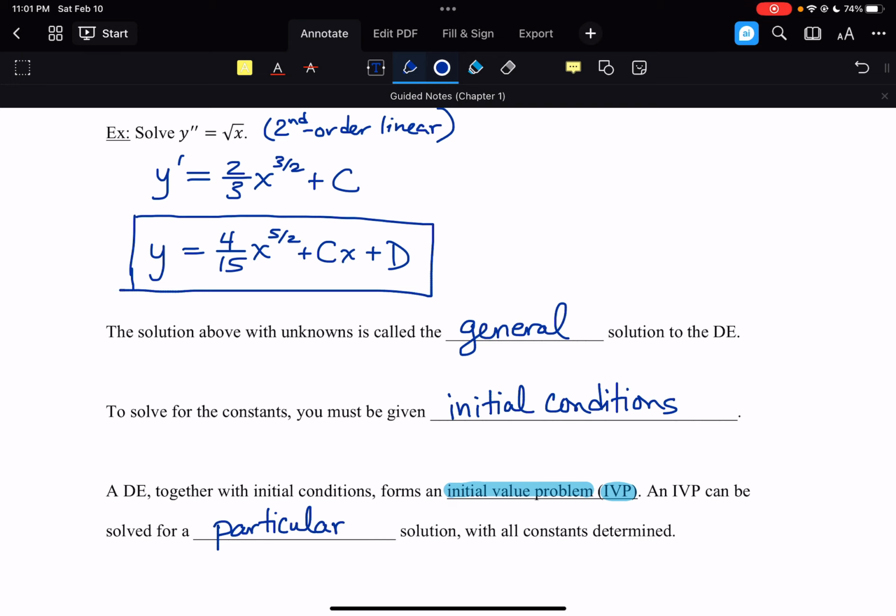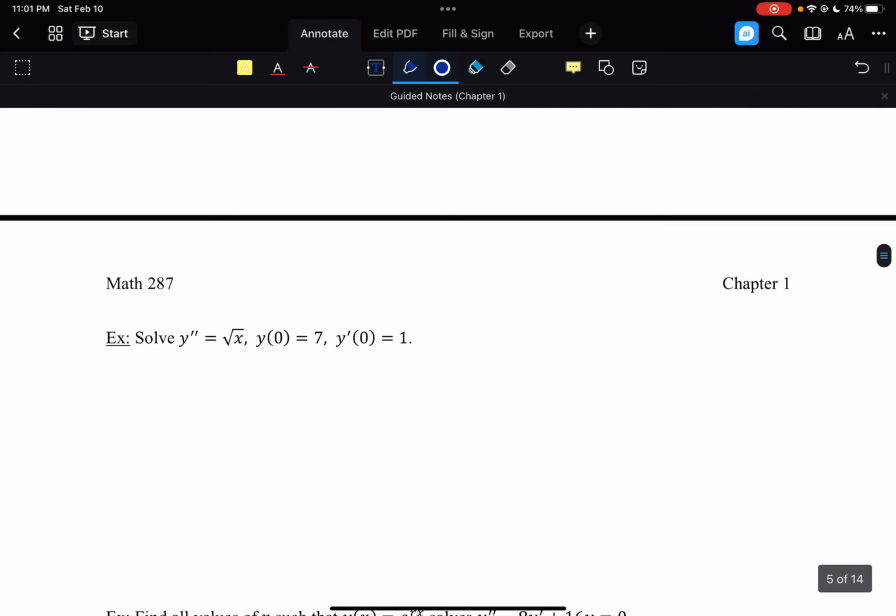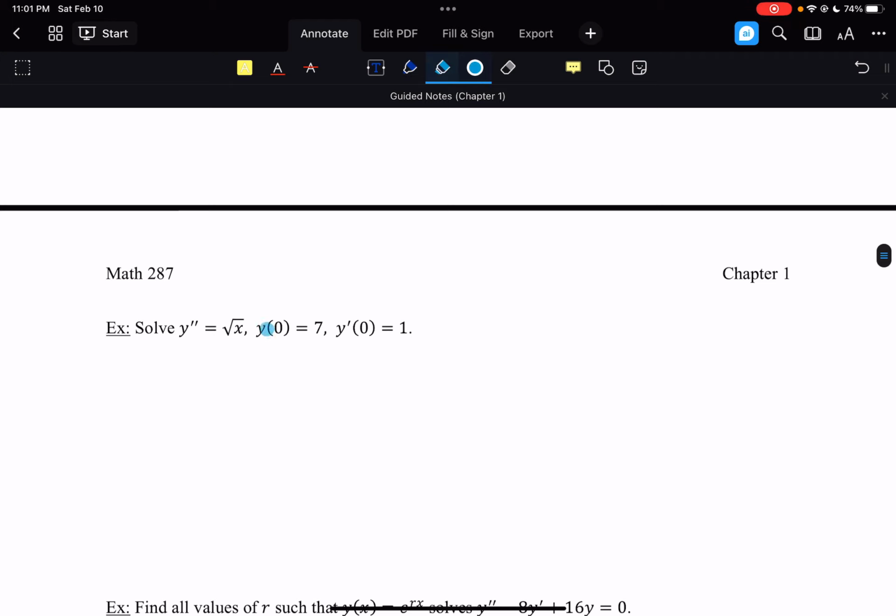equation. For example, if we look at the top of the next page, we have the same problem, but given two initial conditions. So we already know the general solution to this. It was y equals 4/15 x to the 5/2 plus cx plus d. Using these initial conditions, we can get more specific. We know y of 0 is 7, y prime of 0 is 1.